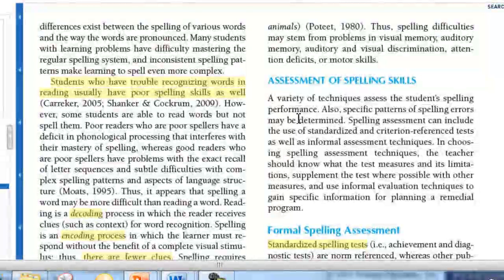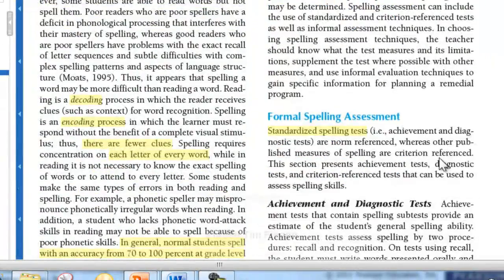So that brings us to assessment of spelling skills. There is a variety of assessment techniques, and it goes like this. Let me take you back here.